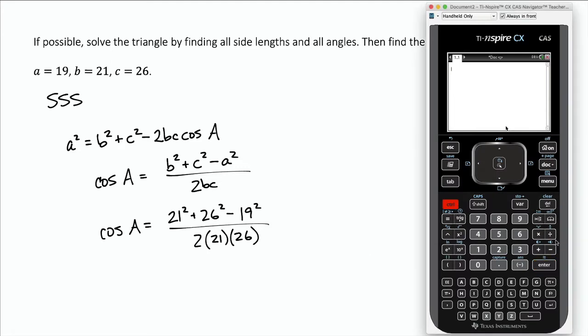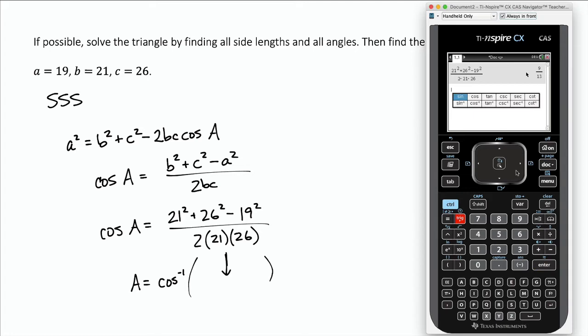Now plugging this into the calculator, we have 21 squared plus 26 squared minus 19 squared all over 2 times 21 times 26. Now this is the cosine of A, and we want the inverse cosine of that to get the angle A. Cosine inverse of that number, and I'll just round to one decimal place here, we get about 46.2 degrees.